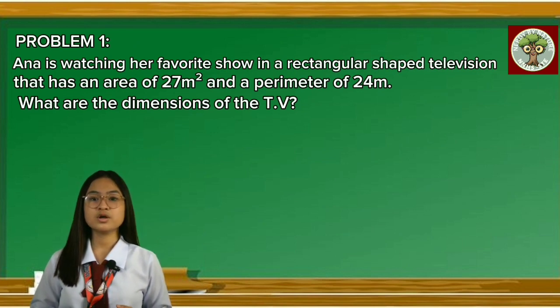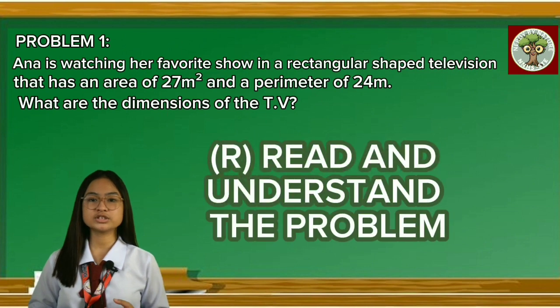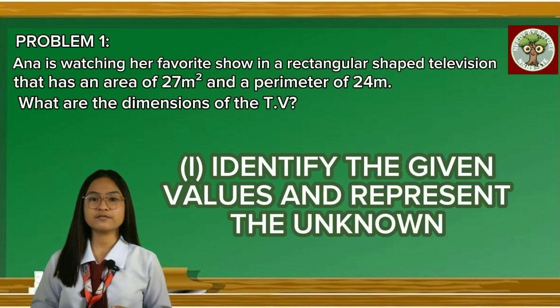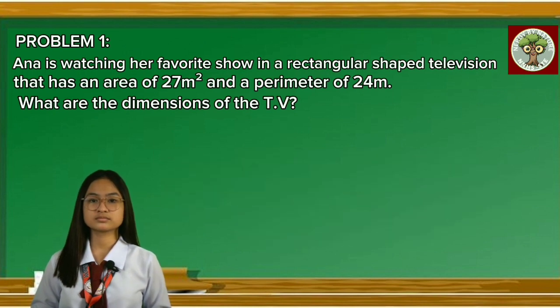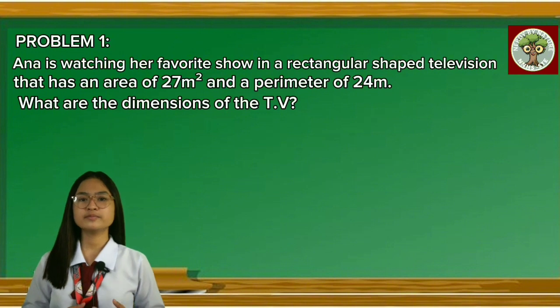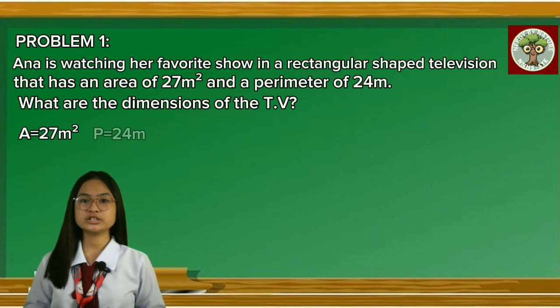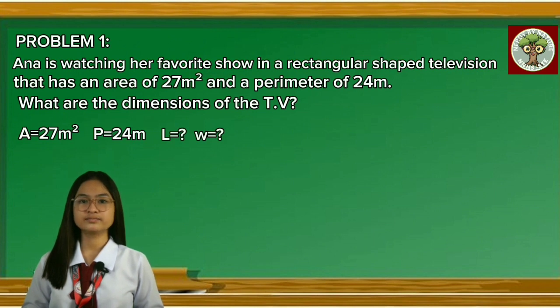For us to solve, we should first read and understand the problem. After analyzing, we will now identify the given values and represent the unknown. In our problem number 1, the given values are area equals 27 meters squared and the perimeter equals 24 meters. Our unknown values are the dimensions, or simply the length and the width. Now, let's proceed to step number 3.